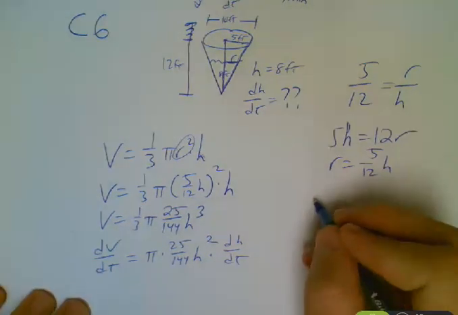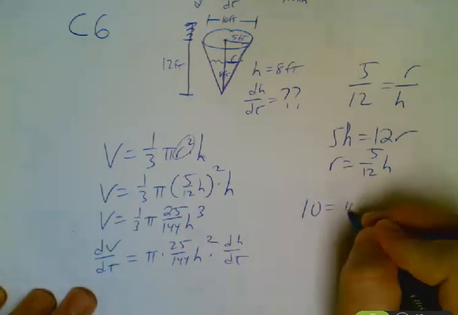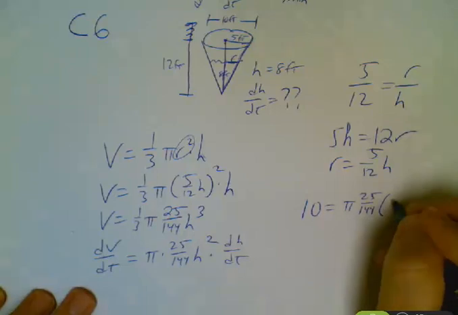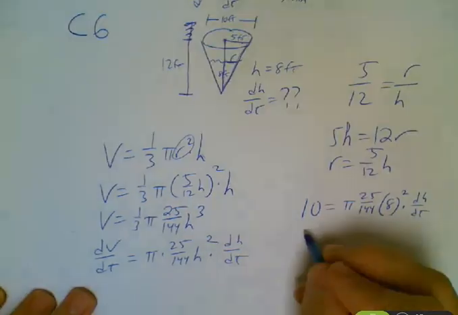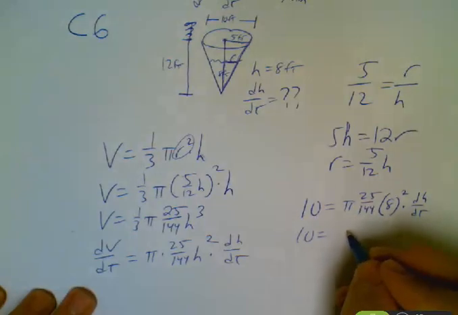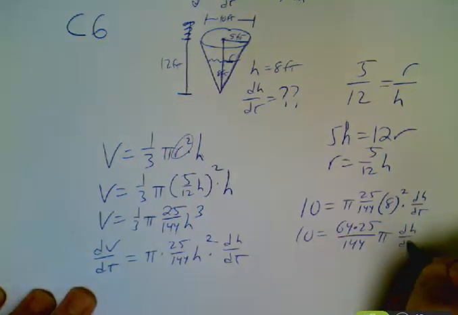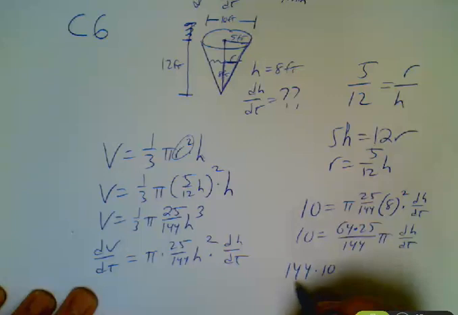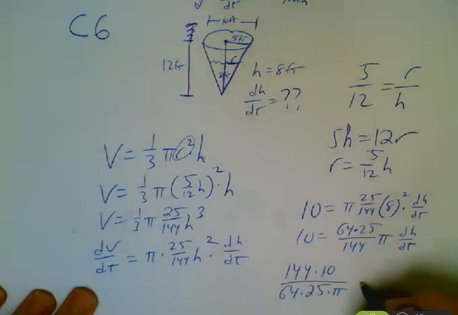Okay, so let's plug all that in. So 10 is going to equal pi times 25/144, h is 8 squared, times dh/dt. So this is 10 equals, what was that, 64? 64 times 25/144 pi dh/dt. So 144 times 10 over 64 times 25 times pi equals dh/dt.